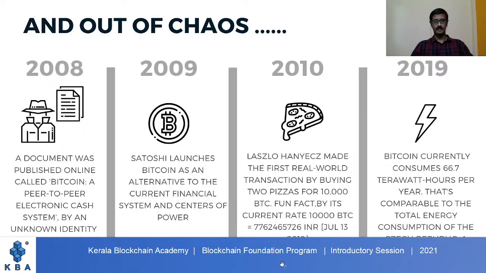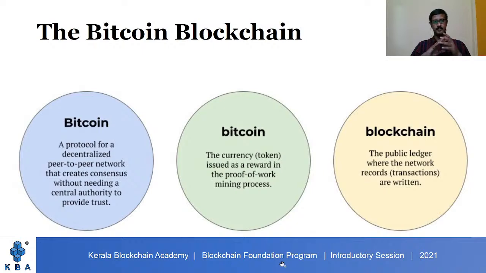So that is what emerged out of this financial crisis and led to the creation of this new kind of system. So what is the difference between the Bitcoin blockchain, the Bitcoin currency, and the ledger? We can say Bitcoin with a capital B is a protocol for decentralized peer-to-peer networks that creates a consensus without needing a centralized authority to provide the trust. The bitcoin currency with a small b is a token that is issued as a reward in the proof of work mining process. The Bitcoin blockchain is a public ledger where the network records the transactions.